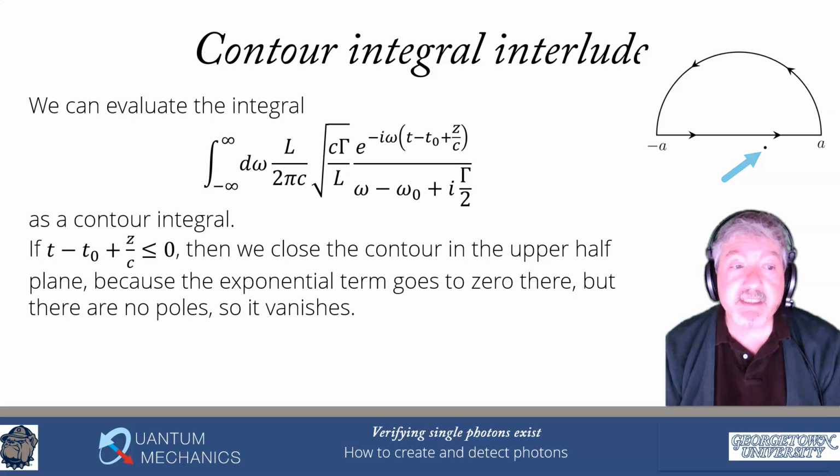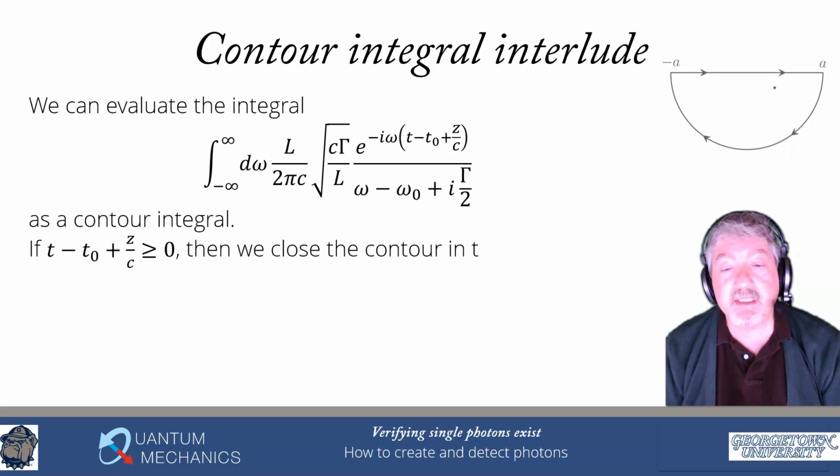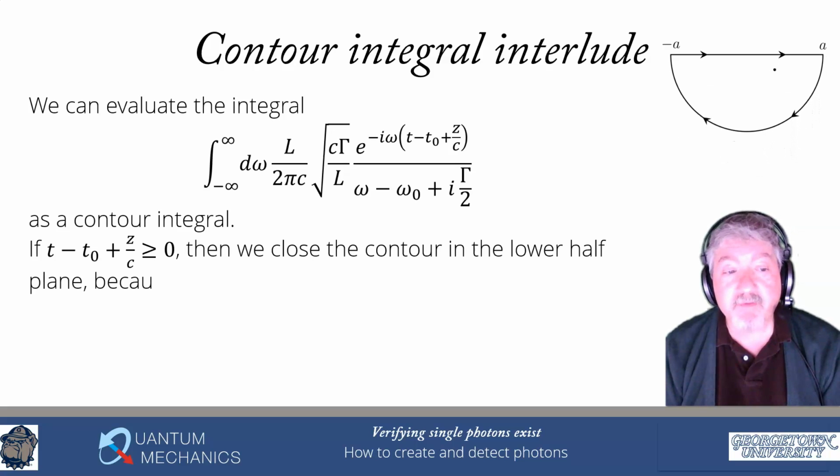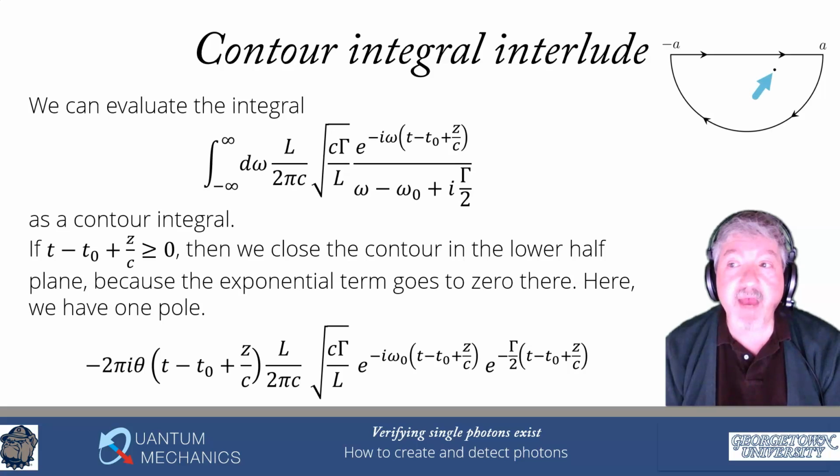Now, when we let t minus t0 plus z over c be larger than 0, then we have to close in the lower half plane, because the exponential term is going to then be decaying in the lower half plane. And here we have that one pole. That little dot inside the contour is the location of the pole. So we have to evaluate it at the pole.